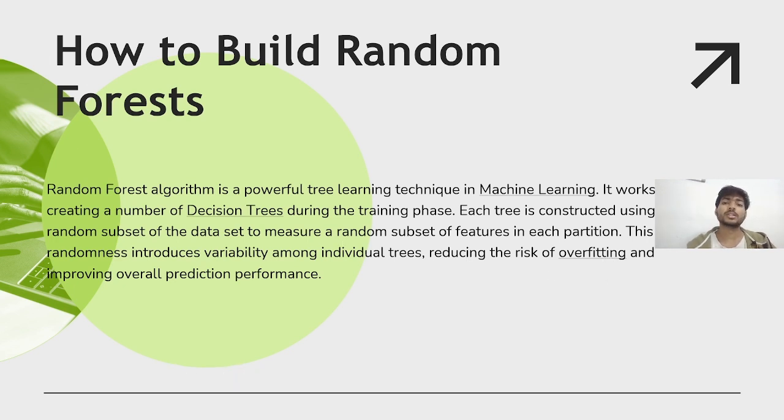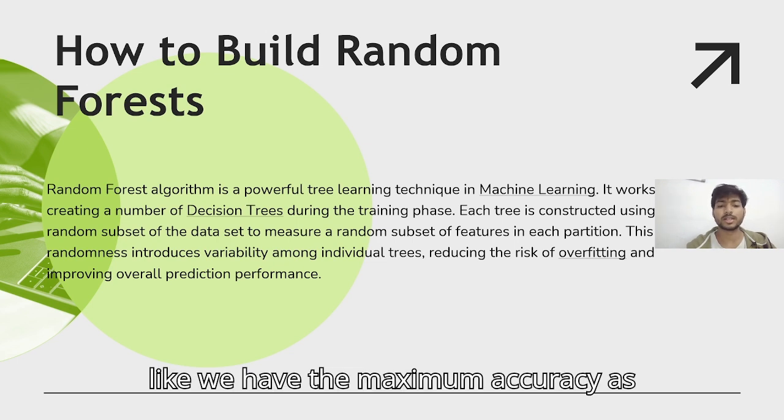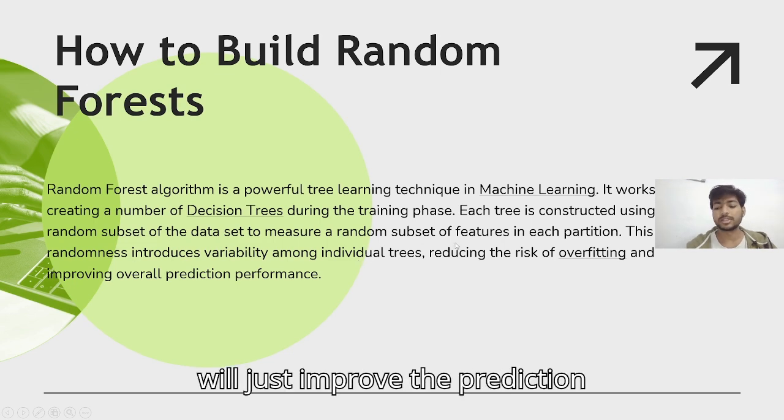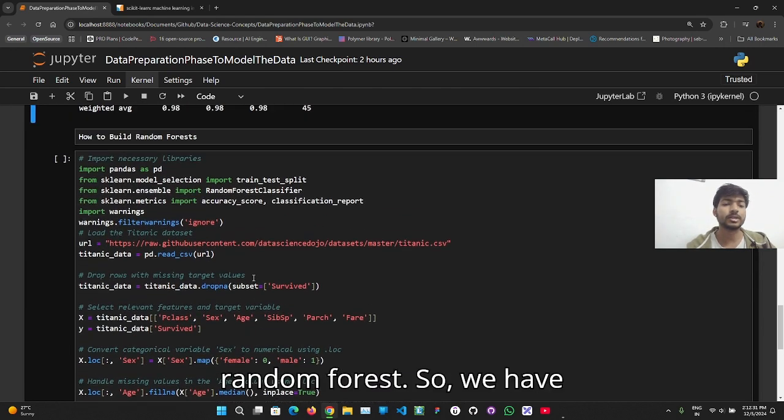So we have the minimum possible errors, like we have the maximum accuracy possible. Okay, so it will just improve the overall prediction performance. So let's look at our random forest.